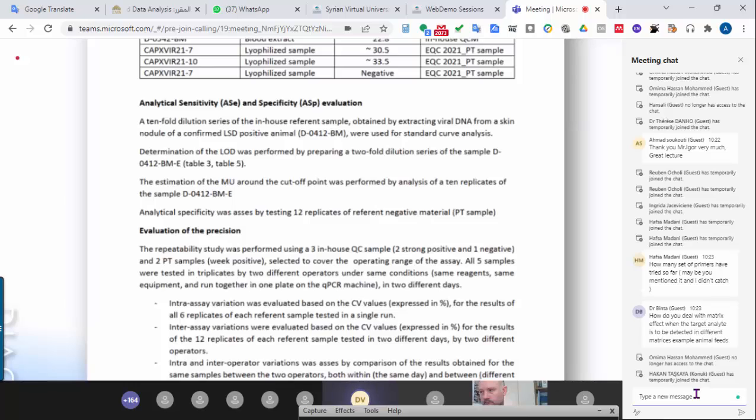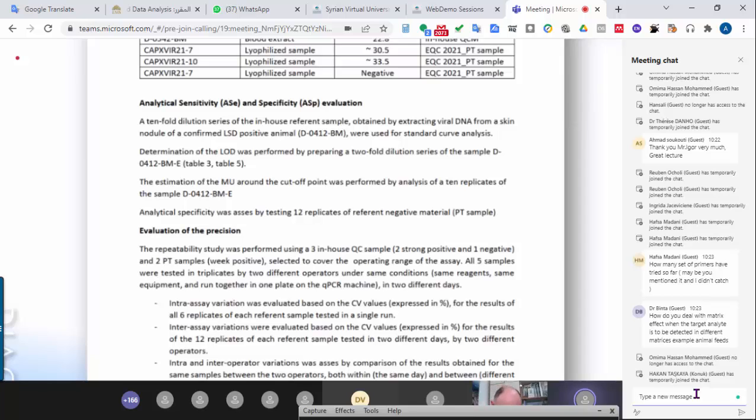If I can add, it can also be preliminary validation. In urgent cases, sometimes there is no time to do that, so you have to do only preliminary validation for a newly emerging disease, and then it has to be accepted for a certain period of time. Then, in the meantime, you are doing the full validation.